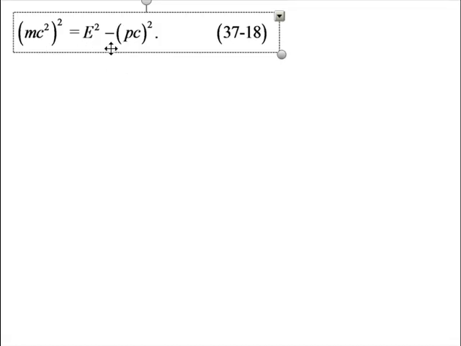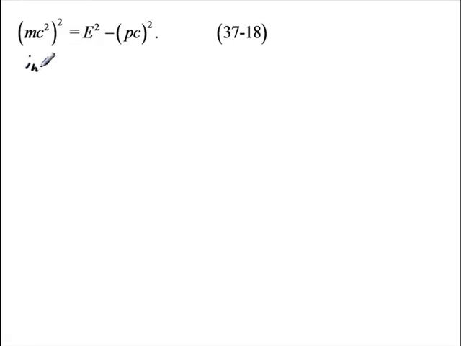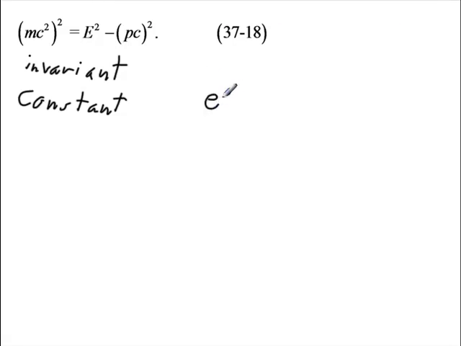This is actually one of my favorite equations, and the reason for that is that this equation is invariant, which means it's the same in all reference frames, and it's constant or conserved. It's the same at all points in time, even before and after some kind of a dramatic particle interaction. For example, there's an interaction where an electron moving very fast comes in and hits an electron that's at rest.